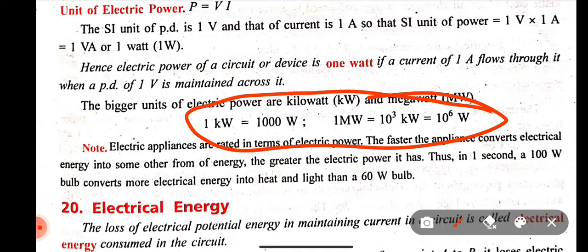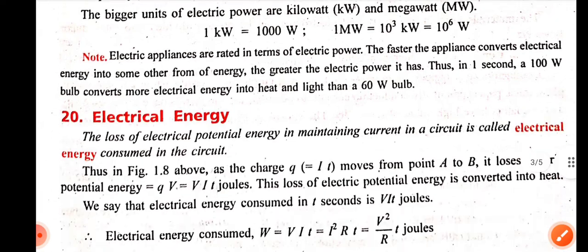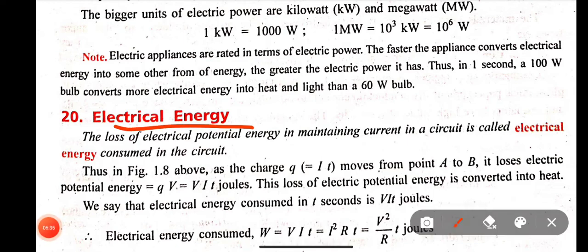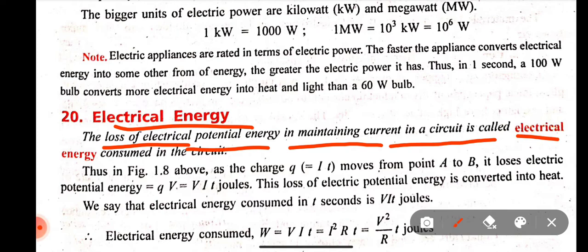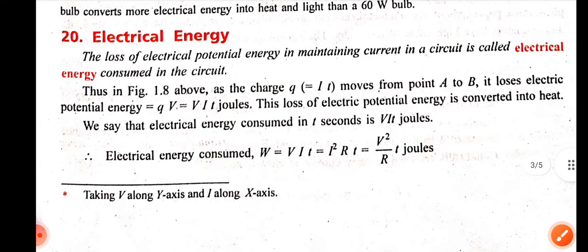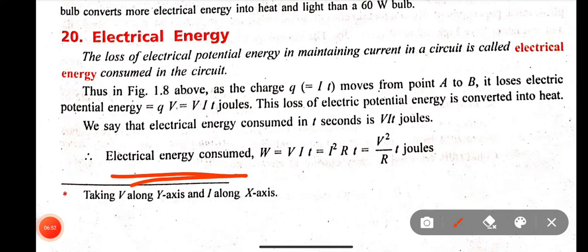So now we go on to point number 20. Point number 20 is electrical energy. What is electrical energy? The loss of electrical potential energy in maintaining the current in a circuit is known as electrical energy consumed in a circuit, right? This is known as electrical energy. So now we have to know what is electrical energy consumed.